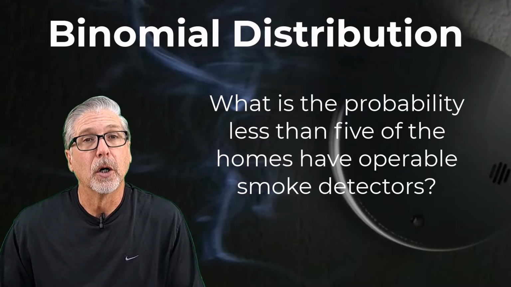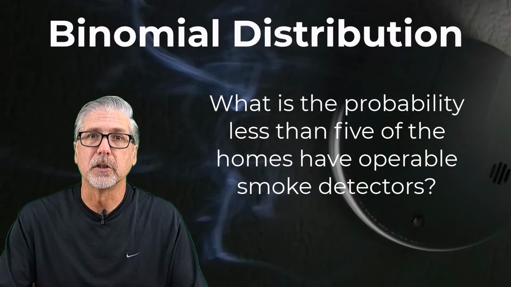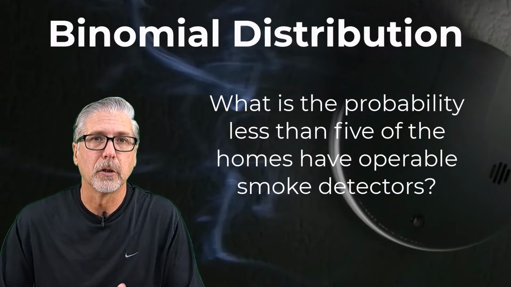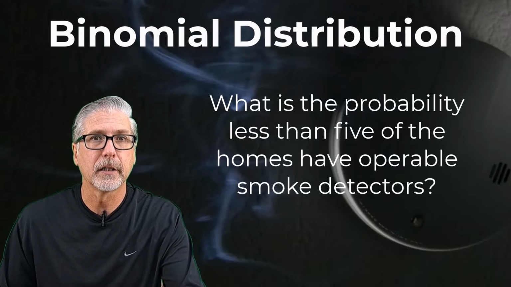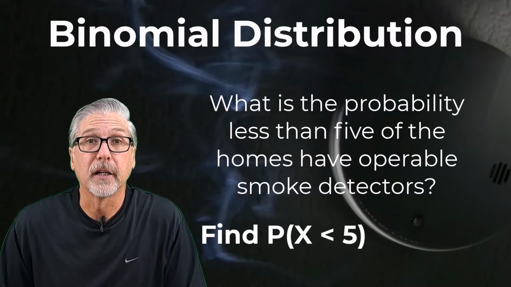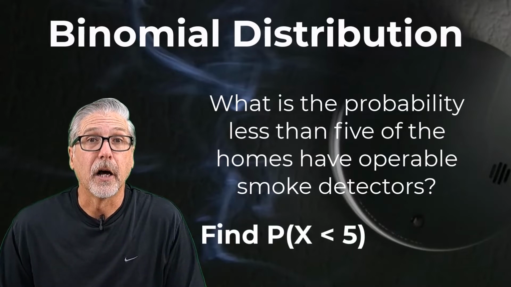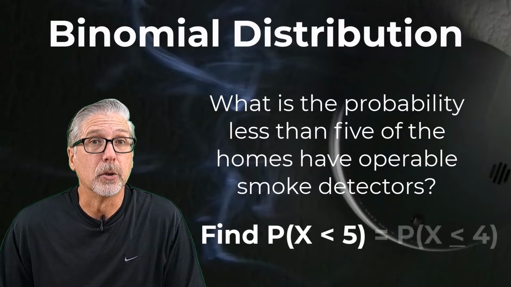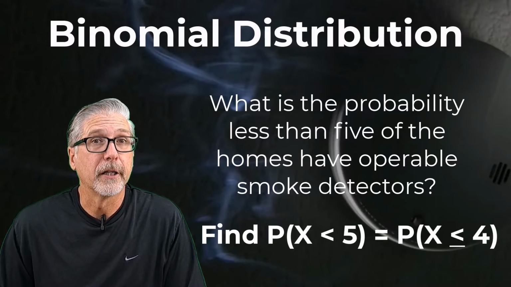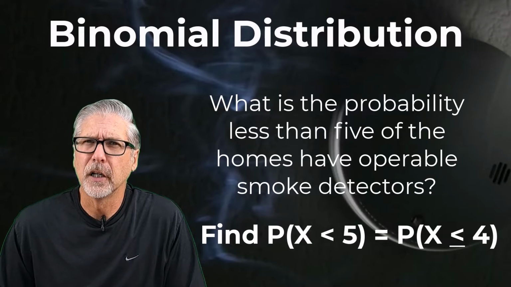What if my friends wanted to know the probability that less than 5 of the homes have operable smoke detectors? Well, using the same kind of thinking, we're now going to use the symbol for less than 5. How many of those homes have an operable smoke detector? That's X. We're going to write that as the probability X is less than 5. And now I'm going to turn that into the probability X is less than or equal to 4. Can I do that?